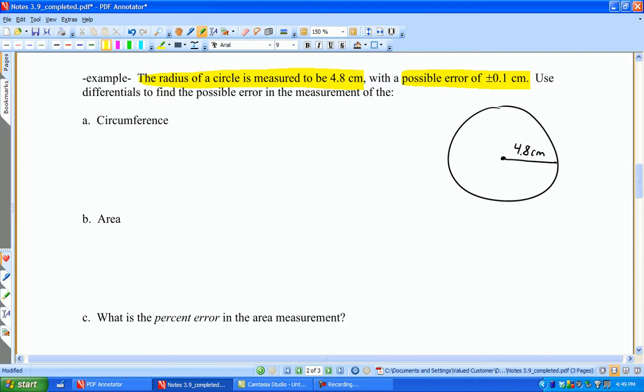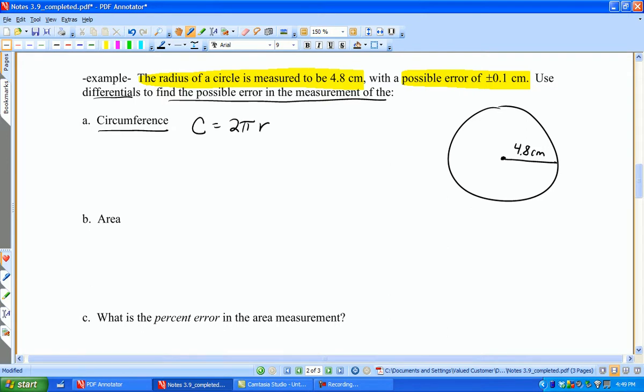Now the question is, if we're off by a little bit in that radius measurement, would we be off in our circumference measurement? Well, sure, because any error in that radius is going to impact our computation for circumference. So we want to use differentials to find the possible error in the measurement of the circumference. Okay, so our function is circumference equals 2 pi r.